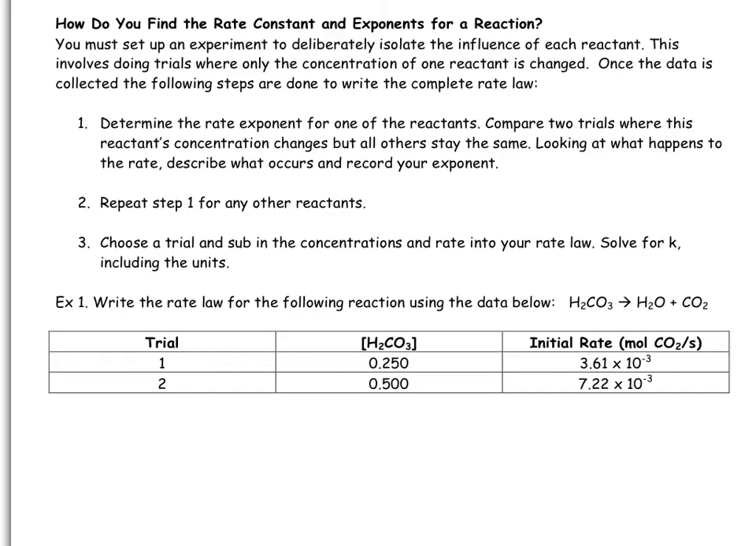Choose a trial and sub in the concentrations and rate into your rate law. Solve for the rate constant K, including the units. Then you'll have all your variables needed in order to write a completed rate law. Here's an example.